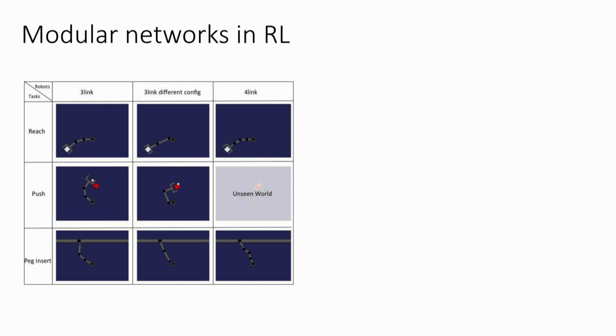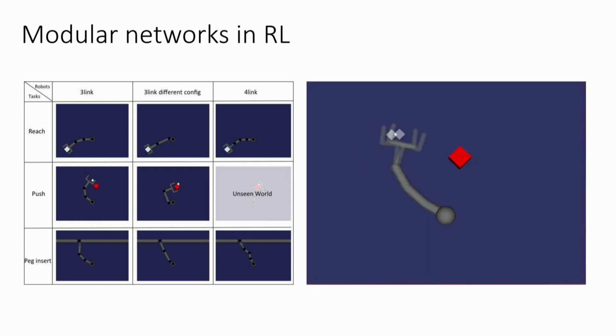So here's a little demo of this in action. Here there are three different robots and three different tasks, and there's one unseen combination, which is a robot with, I think, 4 links pushing a little red cube. And here is that robot, sometimes pushing it successfully and sometimes not, but generally doing a decently competent job so that it can at least serve as a starting point for some fine-tuning.